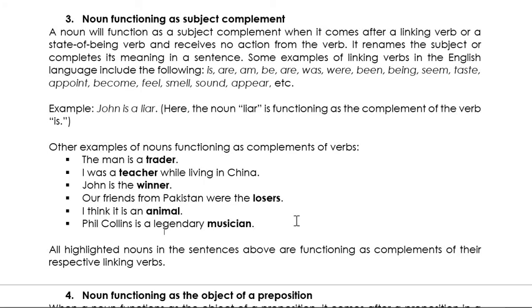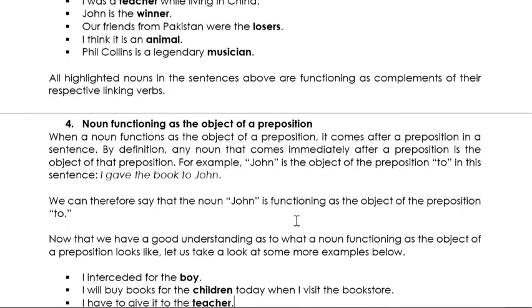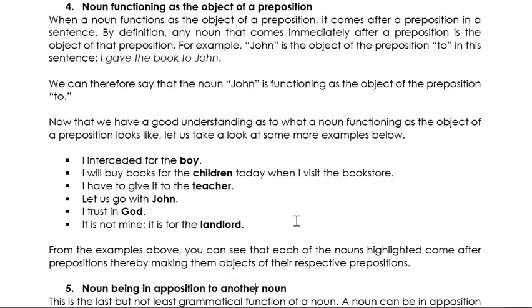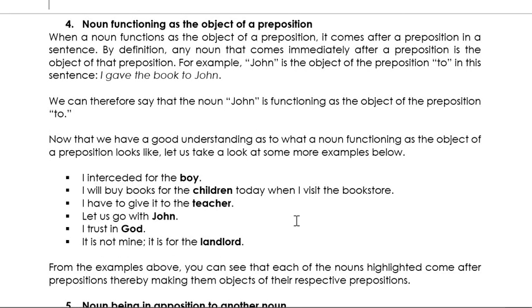The fourth function of a noun, object of a preposition. Now this is an easy one. Whenever a noun follows a preposition, that noun functions as the object of that preposition. So for example, in the sentence, I gave the book to John. I is the subject. Gave is the verb. What did the person give? The book. But the expression to John means that John is the object of the preposition, because it comes after the preposition to.